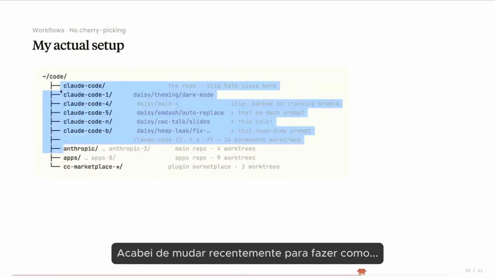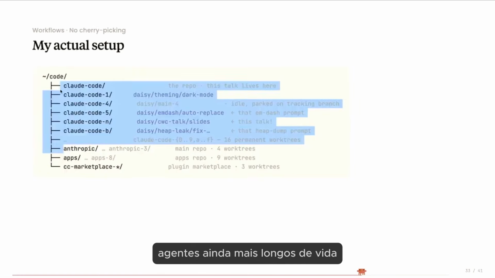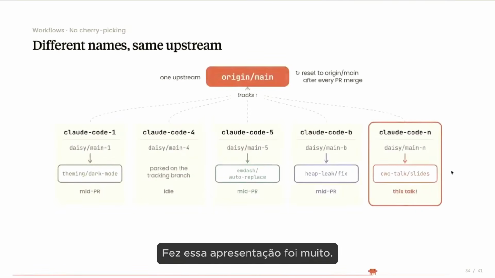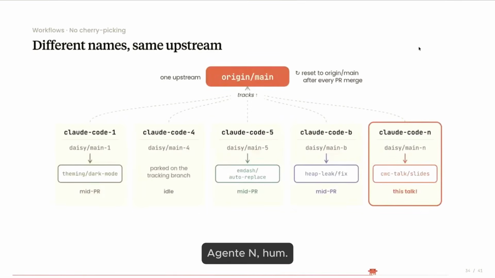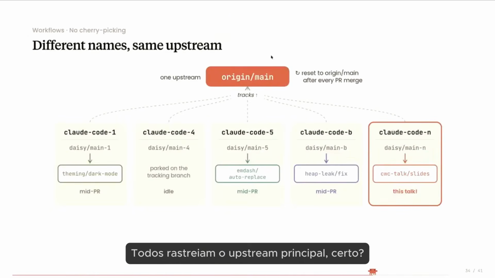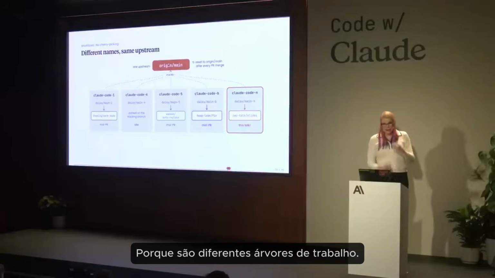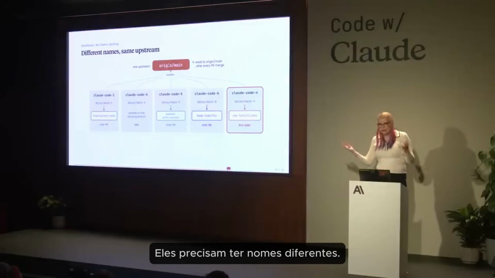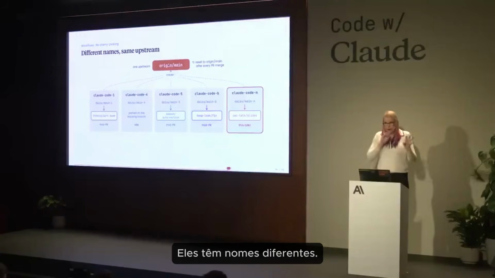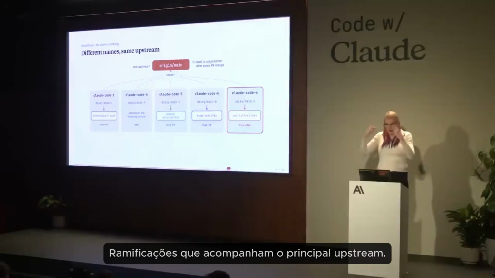I've just recently switched to even longer-lived agents that own their own directories. The one that made this presentation wanted to identify itself as agent N. But they're all checked out as separate work trees. They all track upstream main, right? But because they're different work trees, they have to have different names. That's just how Git work trees work. I don't know why. But they're differently named branches that all track the upstream main.